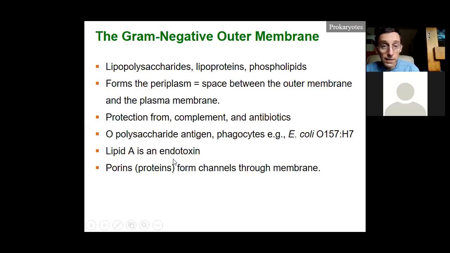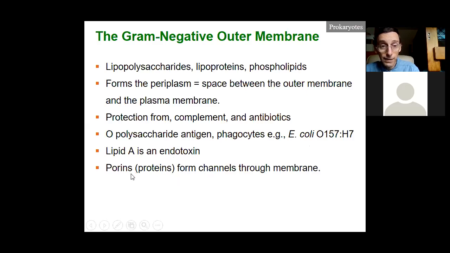Lipid A is found in gram-negative cells, and it's an endotoxin. So whenever a patient has a gram-negative infection that has a cell wall, the patient will be exposed to endotoxin, and that is always a concern. Any question about any of that? So if you have a gram-negative infection and the cell has a cell wall, then you are always exposed to endotoxin. And that is generally a bad thing. And the patient will have to deal with that.